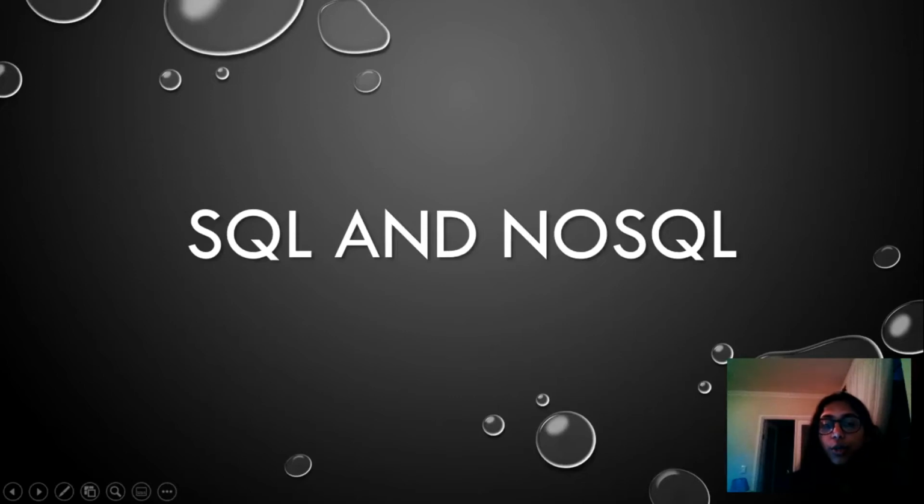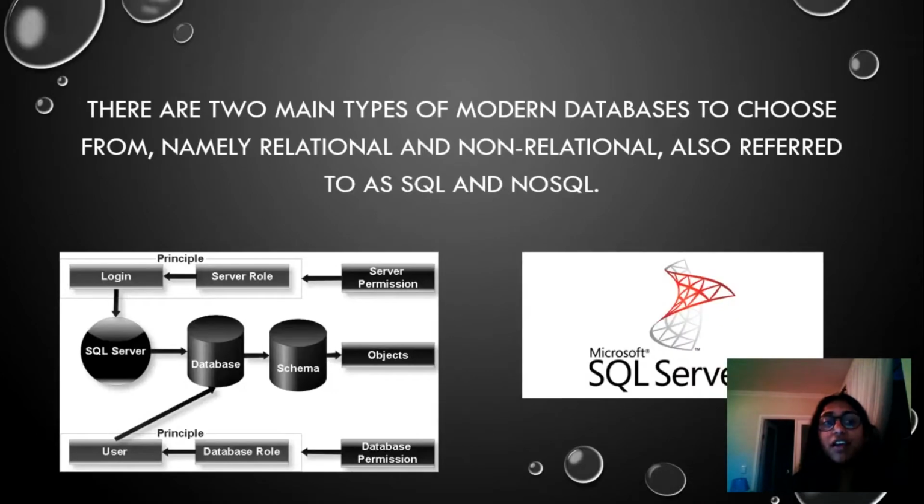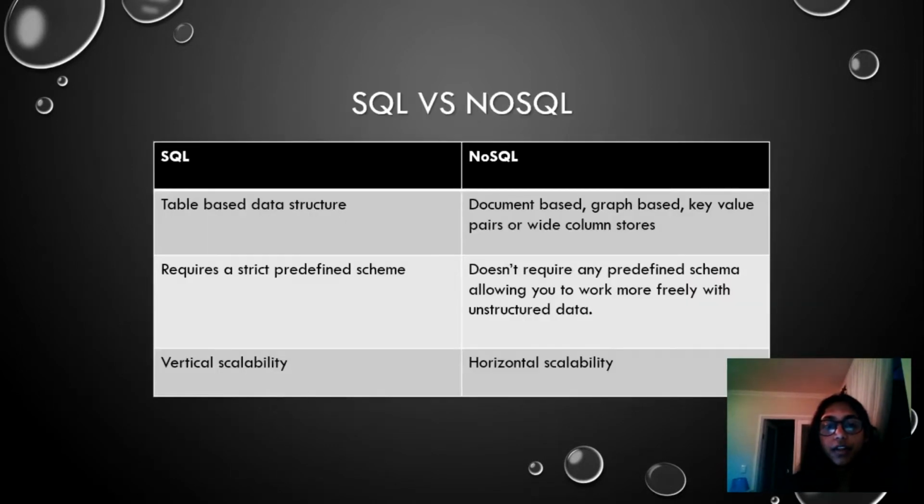In this YouTube video, we will be explaining the difference between SQL and NoSQL, as well as the different databases within NoSQL. There are two main types of modern databases to choose from, namely relational and non-relational, also referred to as SQL and NoSQL.